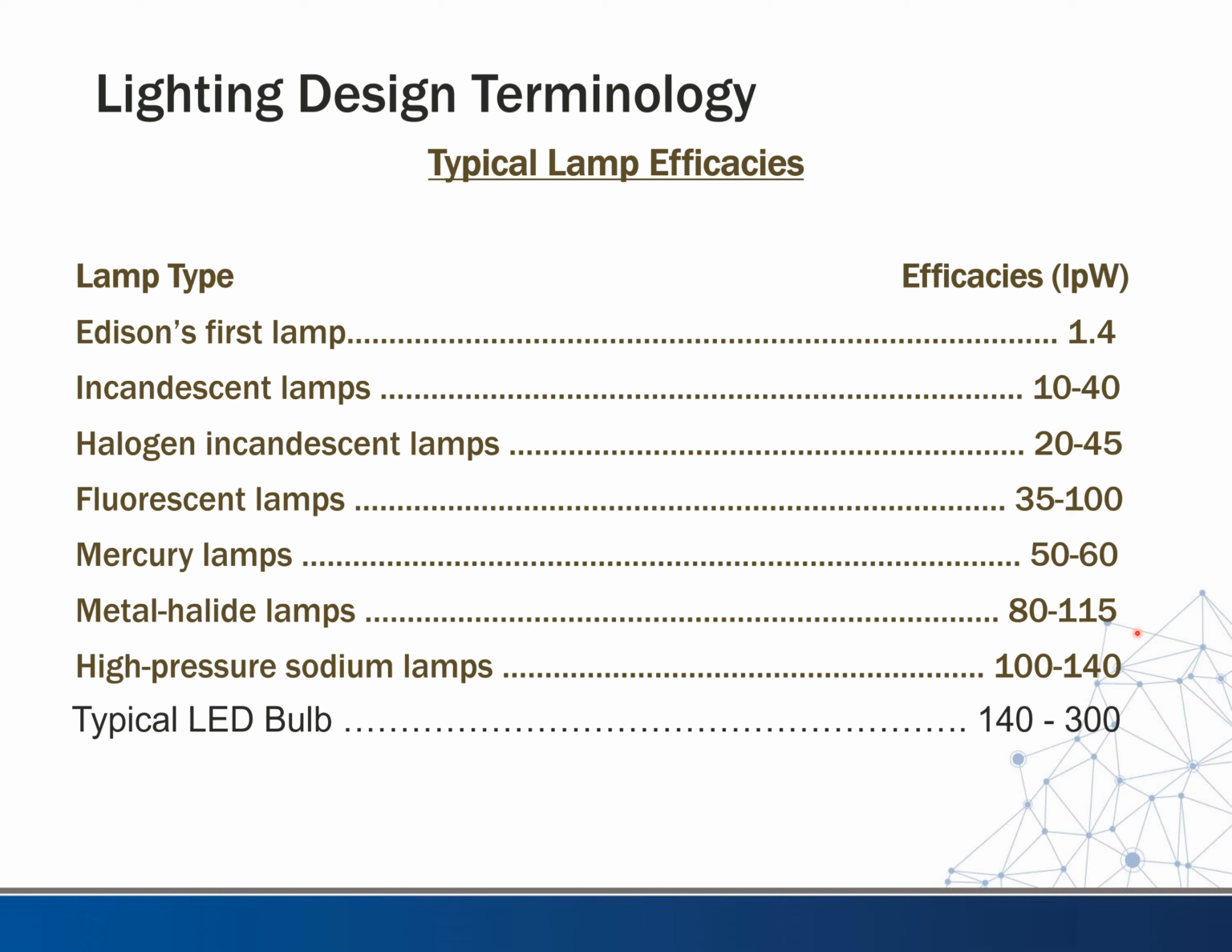Of course, the new kid on the block, which isn't as new as it used to be, is the LED bulbs or LED lights. They have an efficacy of 140 to 300. So this is one of the reasons why they are taking over the market, and have been for a while, because they are just so efficient that it doesn't make sense to use any of these others when you can use the LED bulbs.